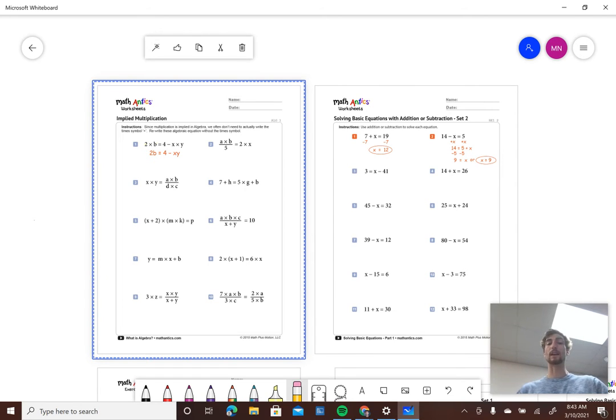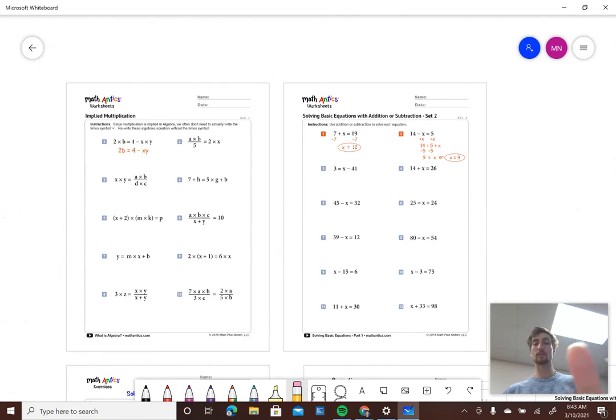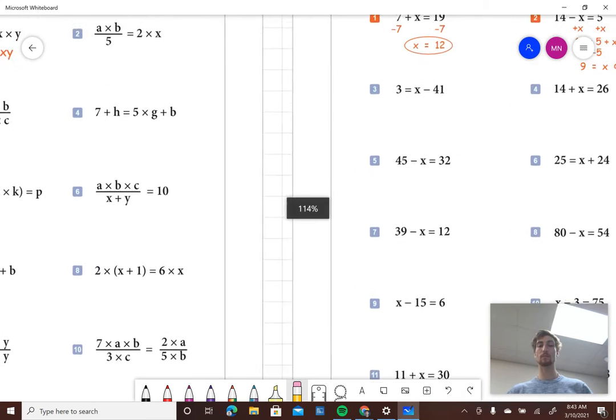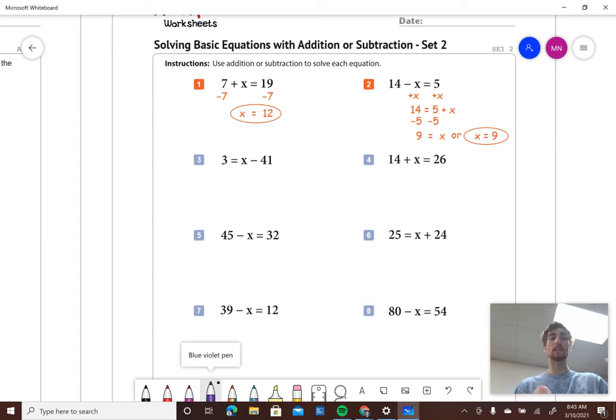And then we took a look at solving basic equations with addition or subtraction. And notice here, when we zoom in, there are a few different ways that we can do this. So when we have x plus 7, well, we can start off by subtracting 7 so that we get x by itself. And if we subtract 7 from one side, we have to do it to the other side. 19 minus 7 gives us 12.